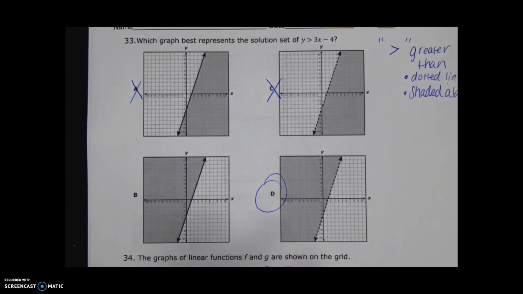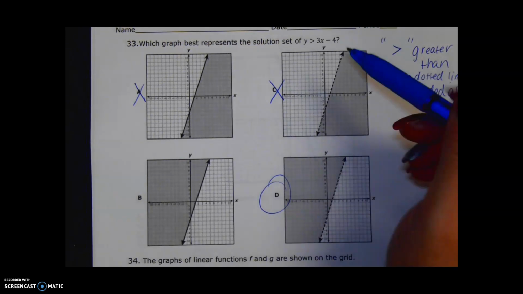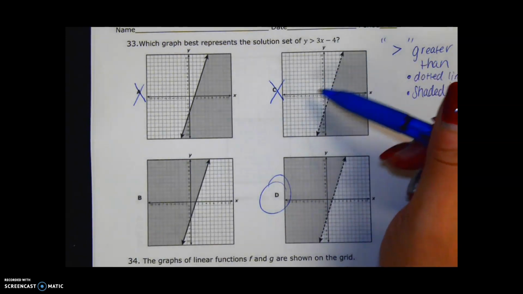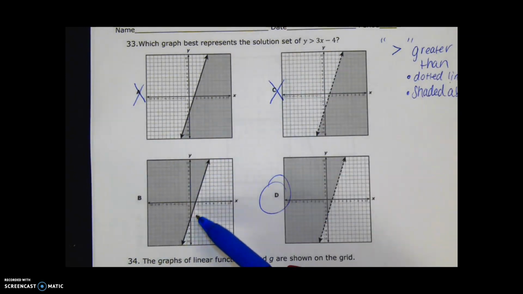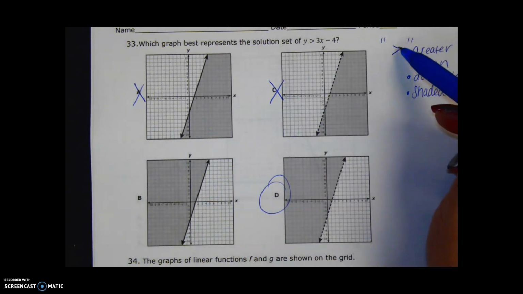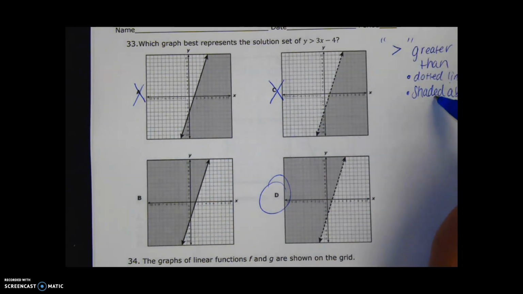All right. So if for some reason they gave you lines that looked like this, you might have to double check what the slope looks like and where the y-intercept is. But this one, it was all the same line. They just kind of changed up the dotted and solid and where they shaded. So just remember, if it's greater than, it's dotted and shaded above.